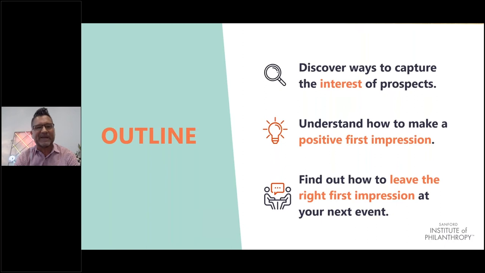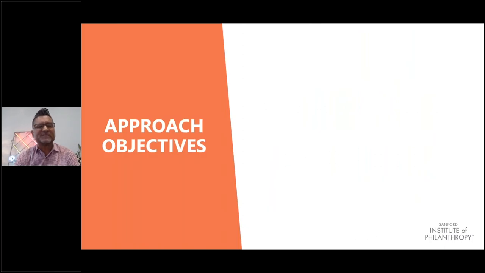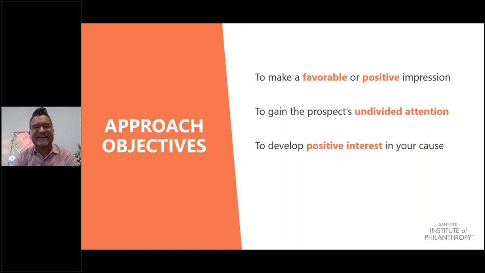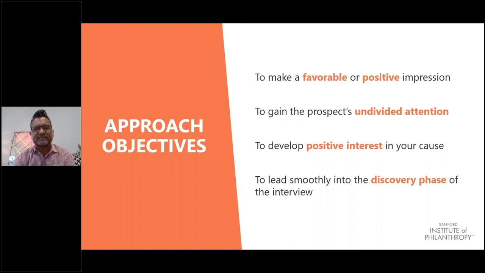So that's our outline. What are some of the objectives for approach? One of the objectives, of course, is to make a favorable or positive impression. Another would be to gain the prospect's undivided attention. A lot of times that's not so easy, right? Even with ourselves, to give somebody undivided attention. Another is to develop positive interest in your cause. So that's an objective for your approach. And to lead smoothly into the discovery phase of the interview, right?